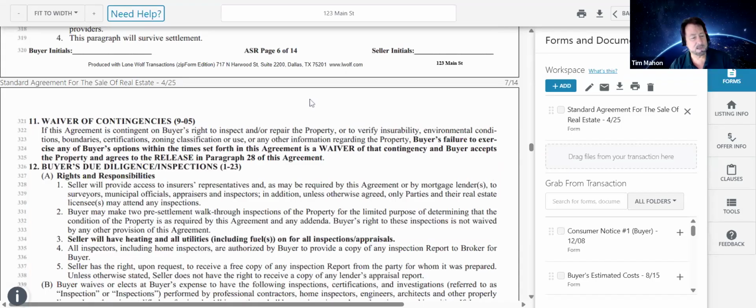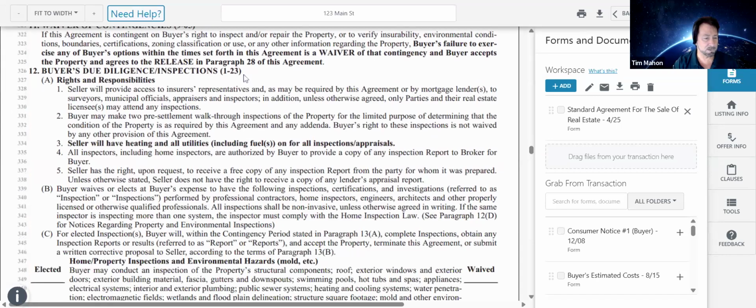Waiver of contingencies. If the agreement is contingent on buyer's right to inspect or repair the property, they get to do that. If they don't do it, then they basically waive it. And their buyer's due diligence and inspections are listed below.